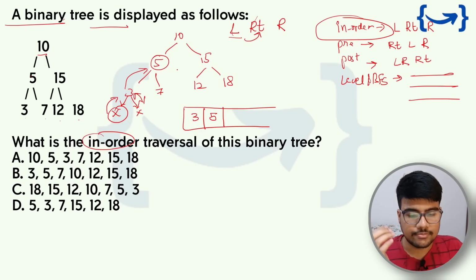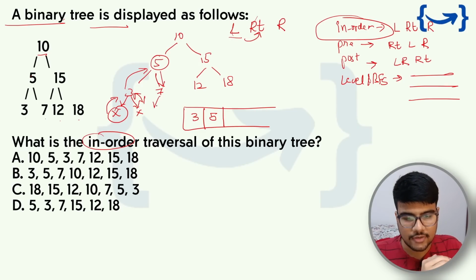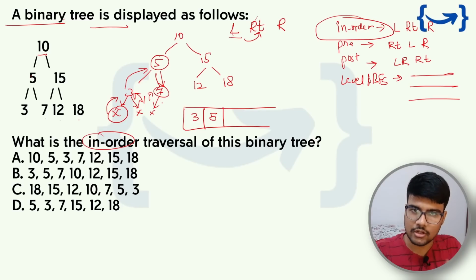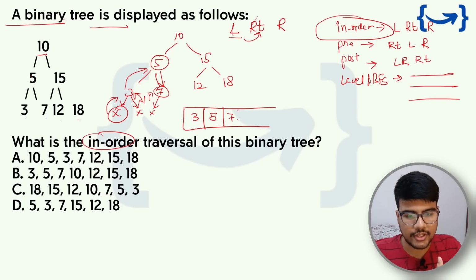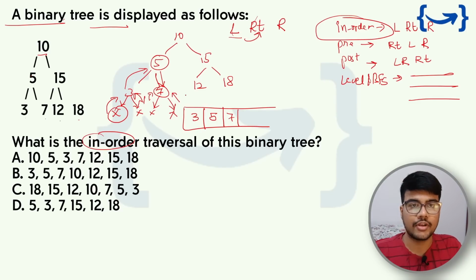So now we'll append 5, then we'll go to the right side. Again, we'll check the left side. So we have null, so we'll come back here. So now it is a root node. So 7 will be appended here, and we will check the right. Again it's empty, so we'll come back to 7 again.